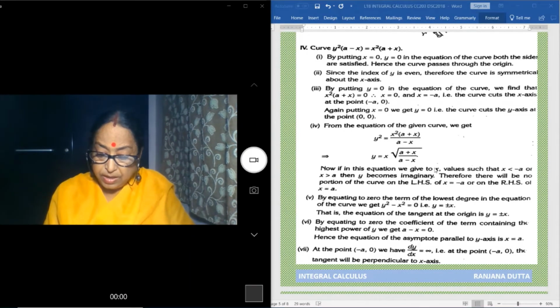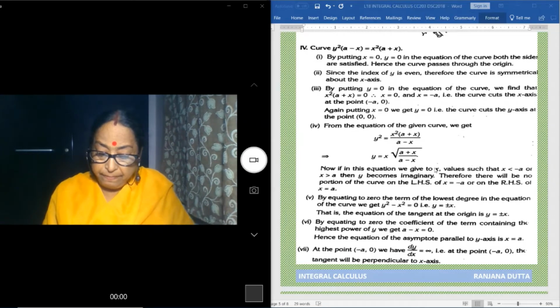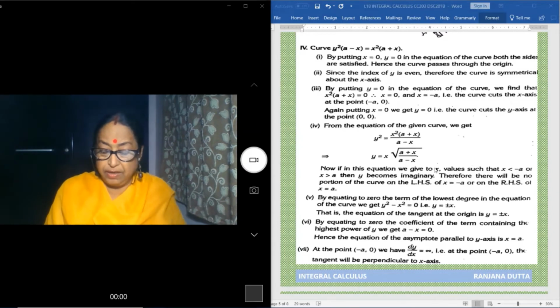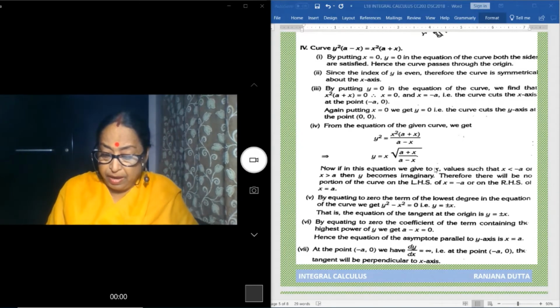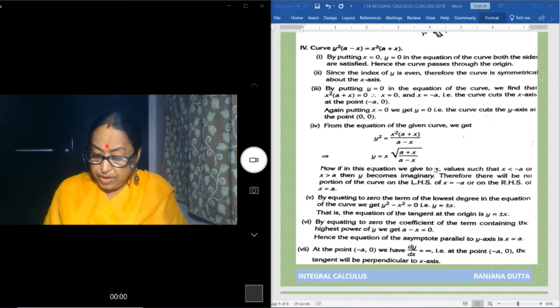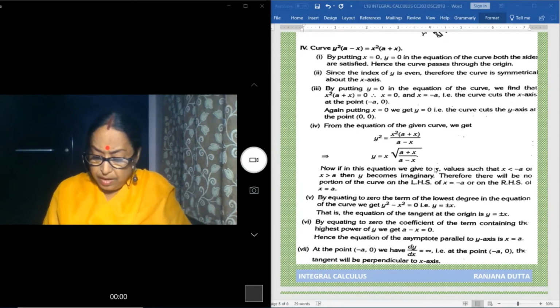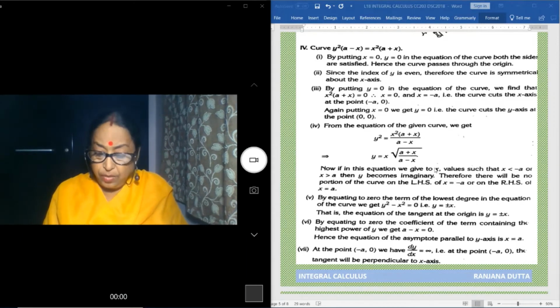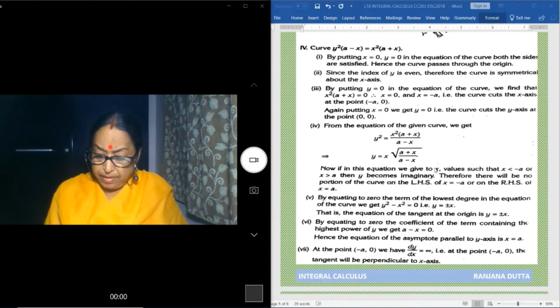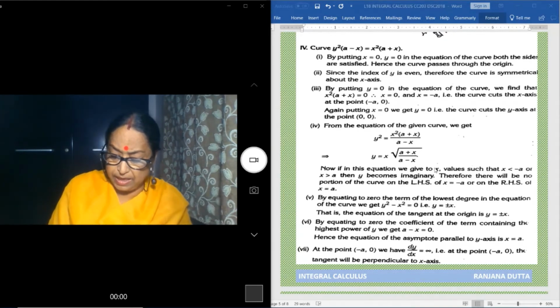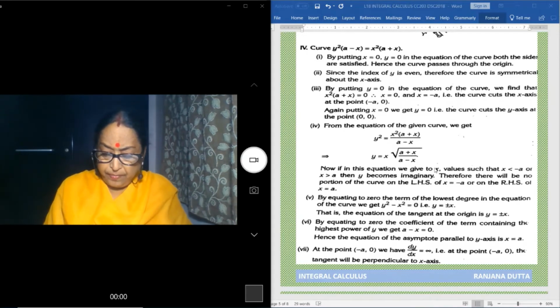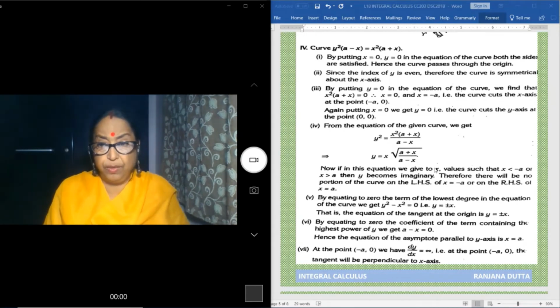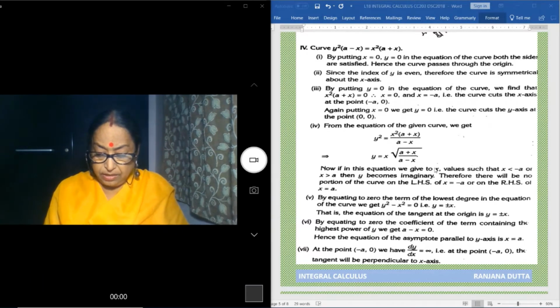No portion of the curve will be above a. So by equating to 0 the lowest degree term in the expression, we get y square minus x square is equal to 0. That is, y is equal to plus minus x. That is the equation of the tangent at the origin.